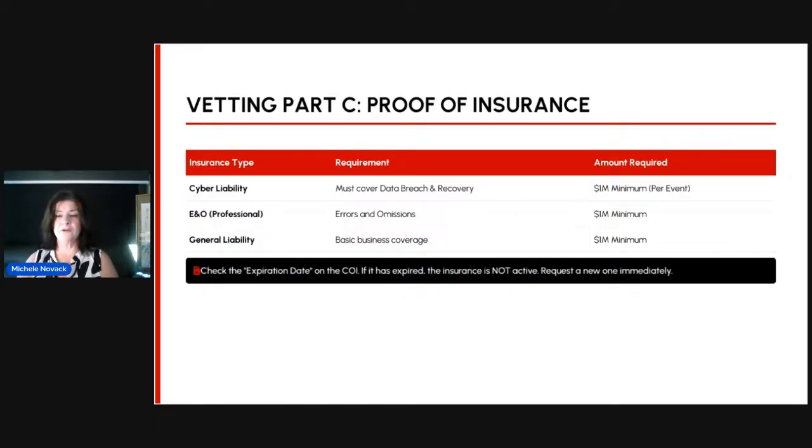Make sure you look at the policy expiration. Make sure it's not expired. Double check that. If they give you an old COI and your name is not listed on there, don't accept it. Make sure that your name and your company's name is listed. If you do a DBA, it should be your full company name with the DBA, but make sure that it's listed.